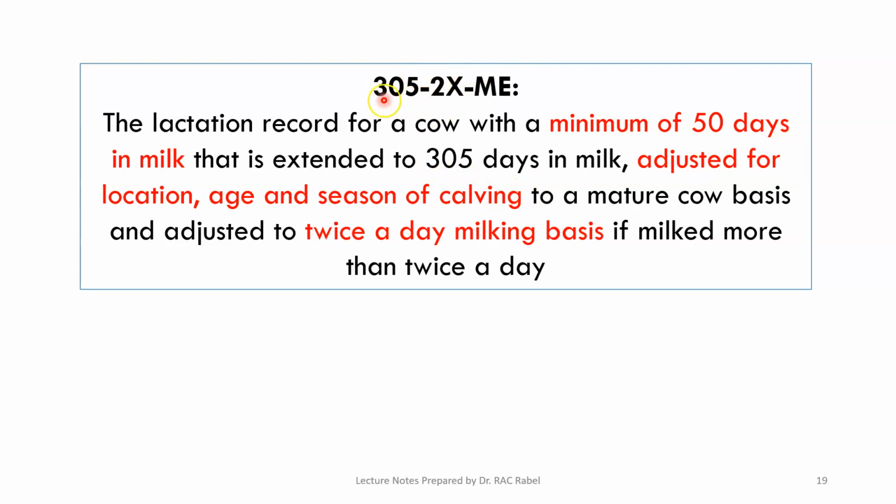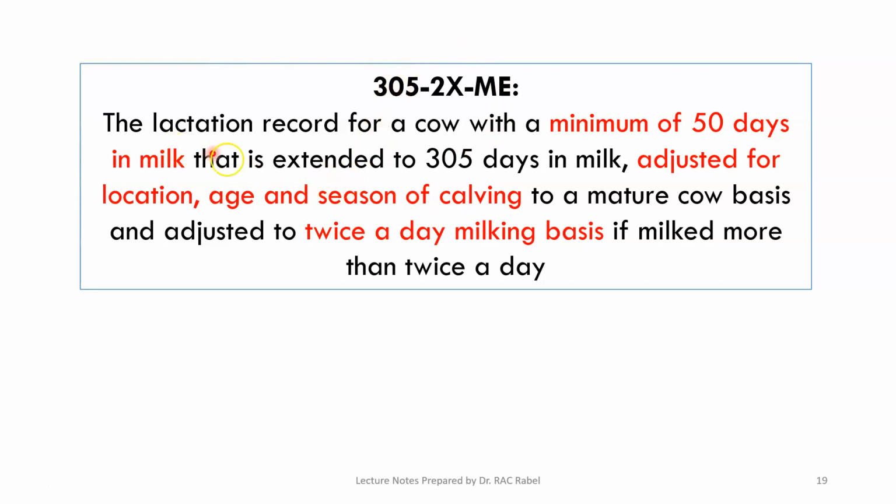So that is why they have come up with this thing called 305-2X-ME, which stands for 305 days, twice a day milking, milk equivalent. They standardize everything, whether they are milked once a day, twice a day, or thrice a day, or whether they lactate for 150 days, 200 days, 250 days, 300, 305, or 400 days. They standardize everything into this.